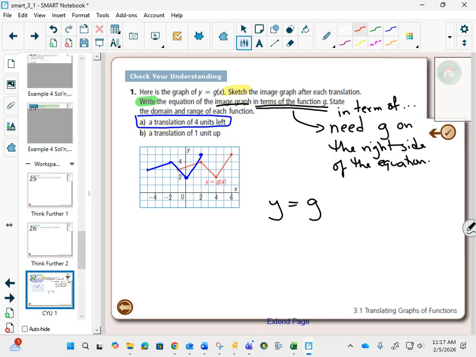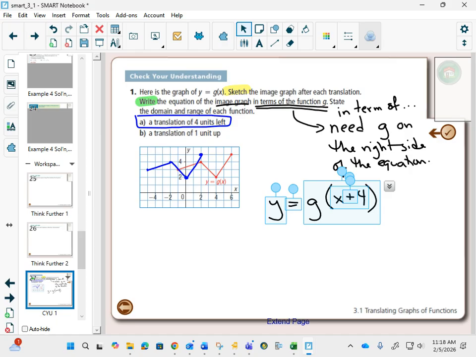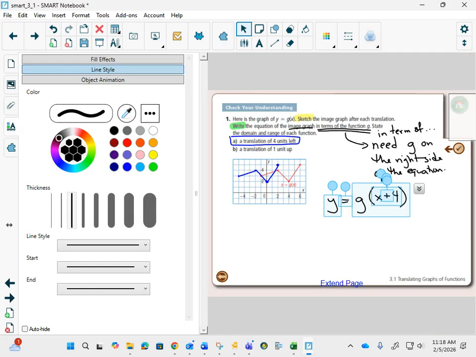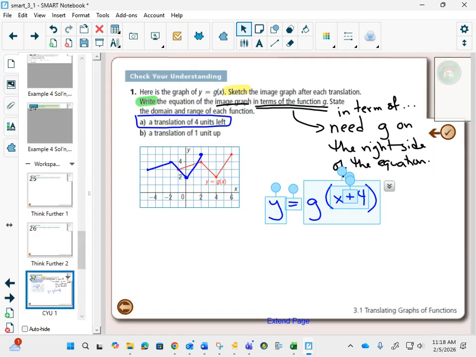Well, if you move things left and right, that has stuff inside the function. X's are liars, so if I move it 4 to the left, I'm going to write plus. And this is in terms of the function g. There. I was doing part A in blue, I'll change that to blue.